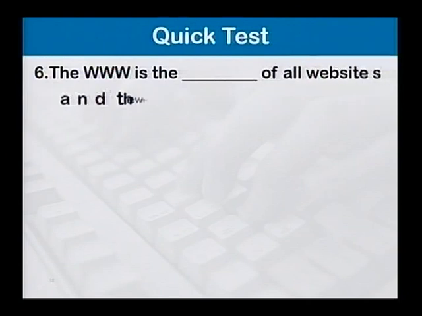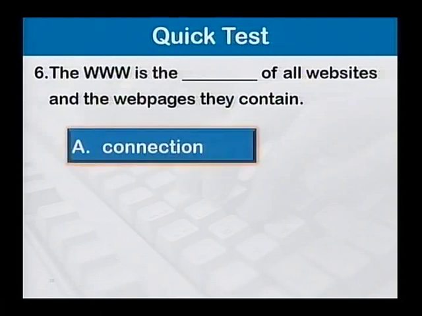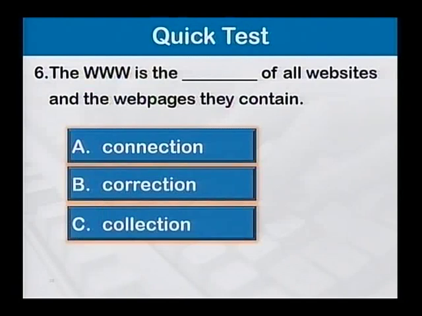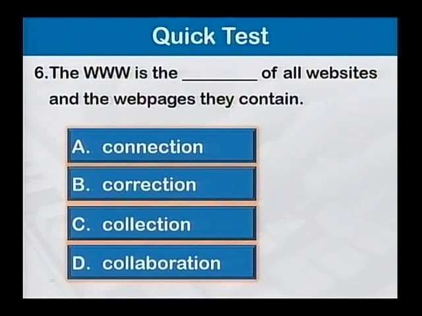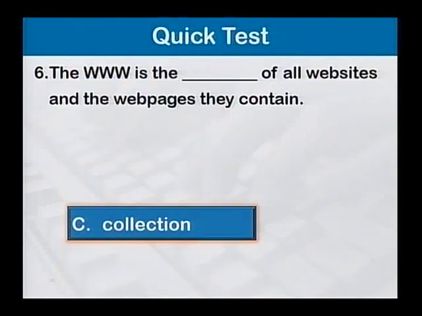Question 6. The www is the blank of all websites and the web pages they contain. A. Connection, B. Correction, C. Collection, or D. Collaboration. The correct answer is C. The www is all websites, web pages, and all the contents put together.